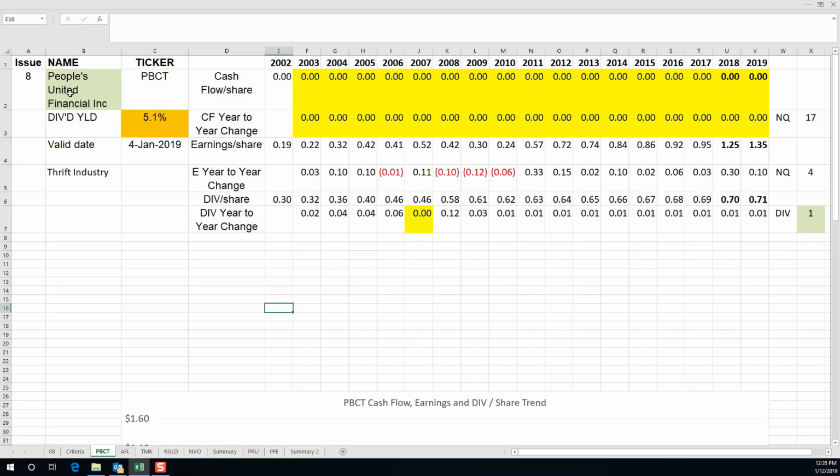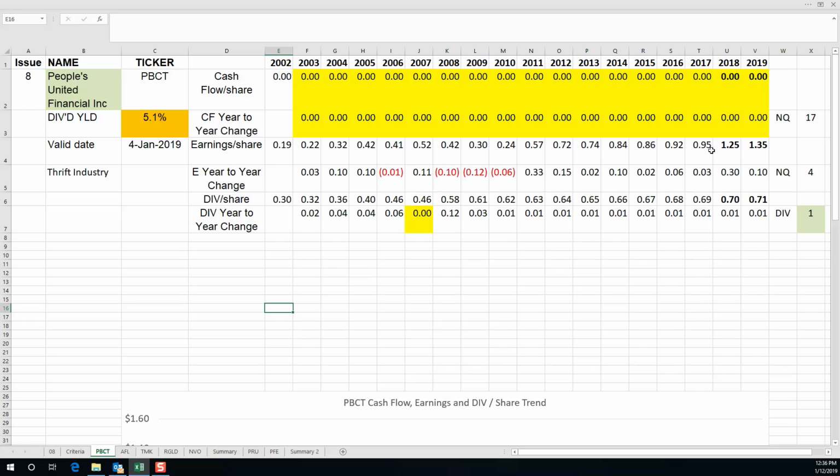Issue 8, People's United Financial Incorporated. It's in green because I own shares in People's United, PBCT. They have a dividend yield of 5.1% as of the 4th of January. And you're going to notice right up front this big yellow nasty bar across here. People's United, as a member of the thrift industry, does not report cash flow. So they do not even start out being able to meet those two criteria.